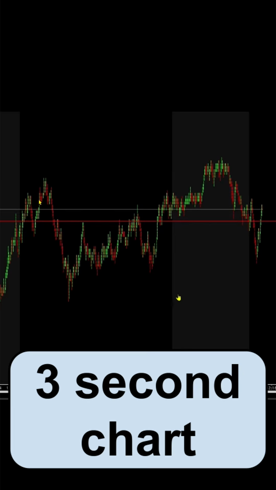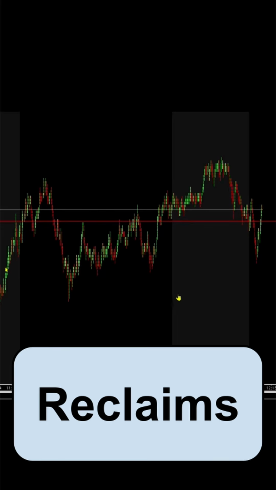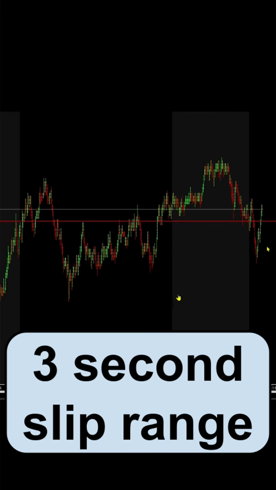Again, really seeing how the market is ripping up, ripping down, creating 2 reclaims, grinding up, ripping down, ripping up, creating 2 more reclaims, thus ripping back down, ripping back up, creating even more reclaims. This is a slip range. What we know is we have a range and a range.